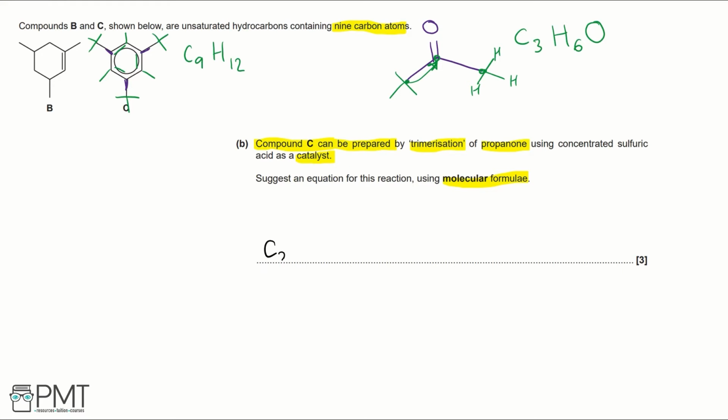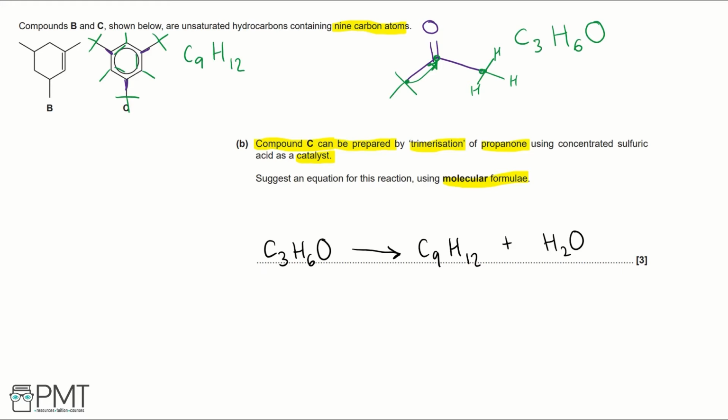We have C3H6O, and that's going to produce C9H12. We're also going to form water as a byproduct. And if you are unsure about why, you can look at propanone and see that it's got this oxygen group. And compound C doesn't have any oxygens. And a very common byproduct when it comes to polymerization is water.